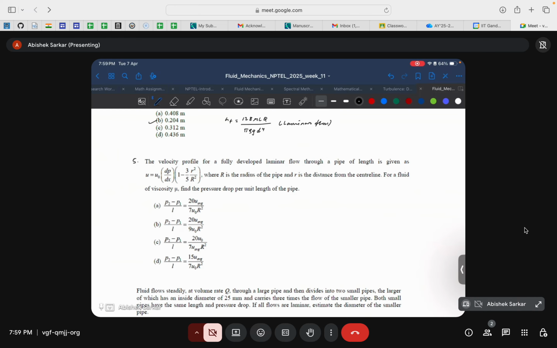The question is: the velocity profile for a fully developed laminar flow through a pipe of length L is given as u equal to u naught times dp by dx times 1 minus 3 by 5 R square by small r square, where R is the radius of the pipe and r is the distance from the center line. For a fluid of viscosity mu, find the pressure drop per unit length of the pipe.